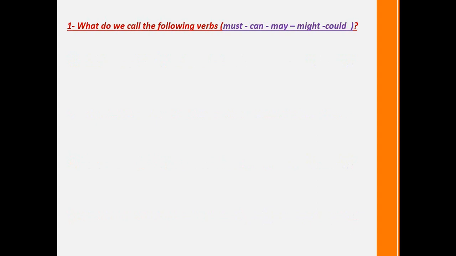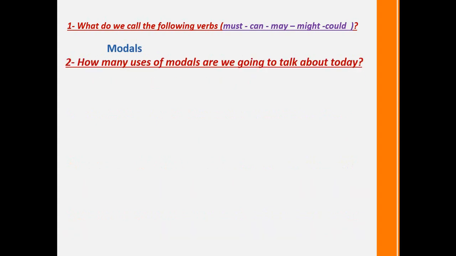We have to remember something. What do we call the following verbs? Must, can, may, might, and could. What do we call them? Good. Modals. Okay. The second question. How many uses of modals are we going to talk about today? Good. From the title, deduction and possibility. Good.